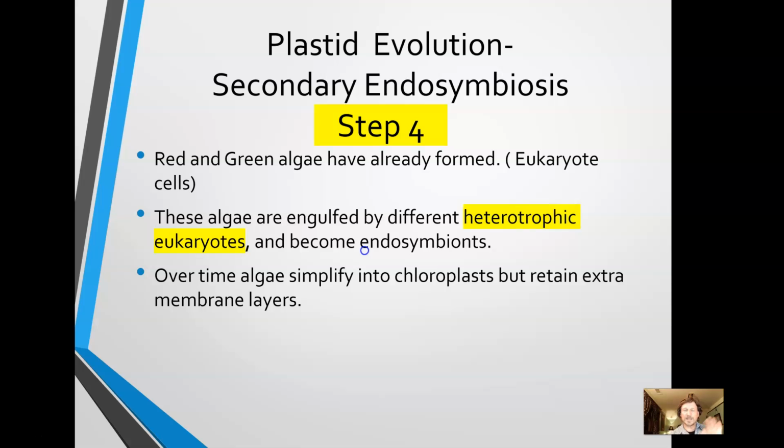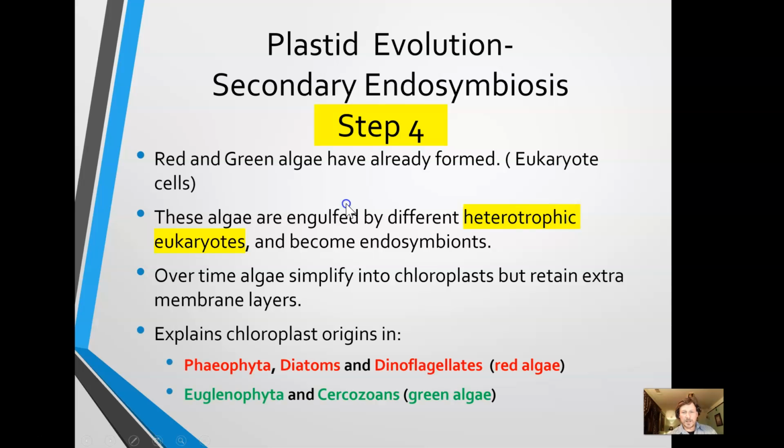And over time, we get that same simplification process, losing the cell wall, losing their nucleus, mitochondria, most of the cytoplasm, but retaining the area around the chloroplast. And we have our 3 groups. And so the Phaeophyta, that's the brown algae. The diatoms and dinoflagellates are derived off the red algae, and that's why they have a different color. They're not bright green. And the euglena and the cercozoans, which I'm not going to talk much more about, I'll just give you one example. Those are green algae, and that's why euglena looked so bright green in lab, just like Elodea leaf looked, because they have that same type of chloroplast.